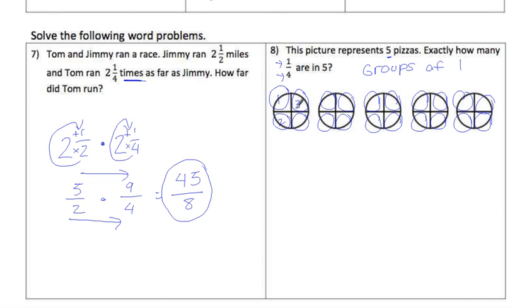1, 2, 3, 4, 5, 6, 7, 8, 9, 10, 11, 12, 13, 14, 15, 16, 17, 18, 19, 20. So how many 1/4 are in 5? 20 groups. So there's 20 pieces that you could give to people. Okay, so that one's more of a division one, but it helps us think about our multiplication into groups.